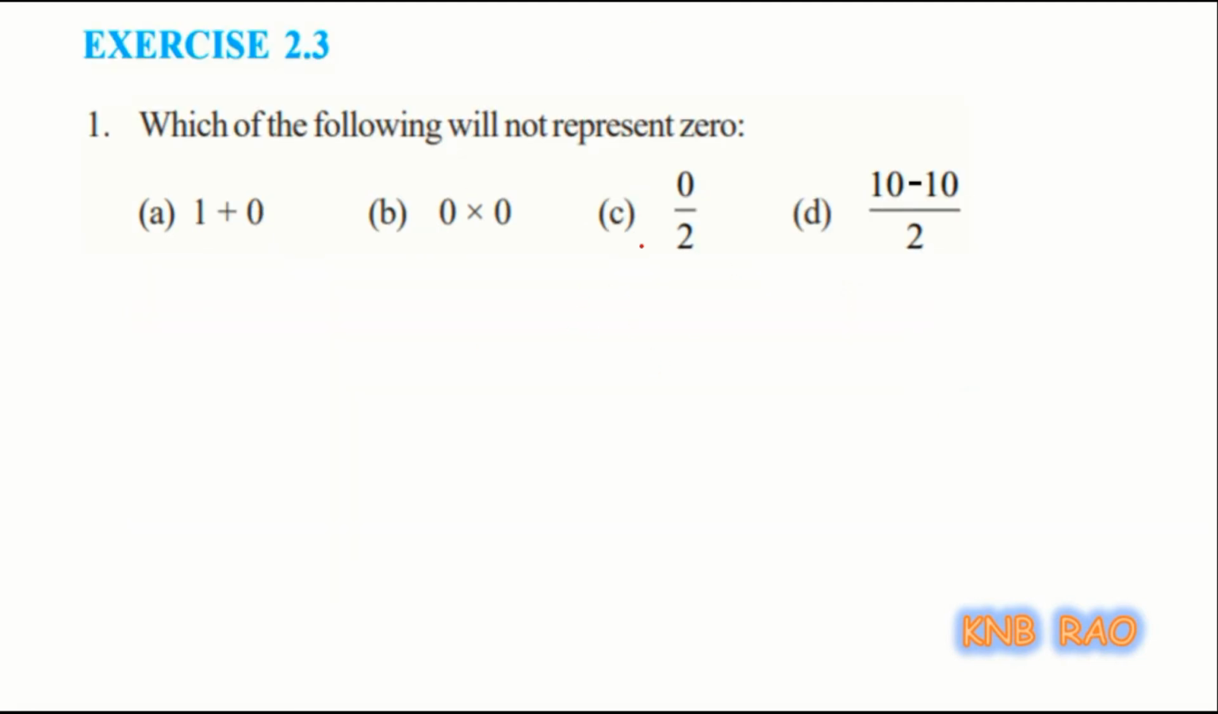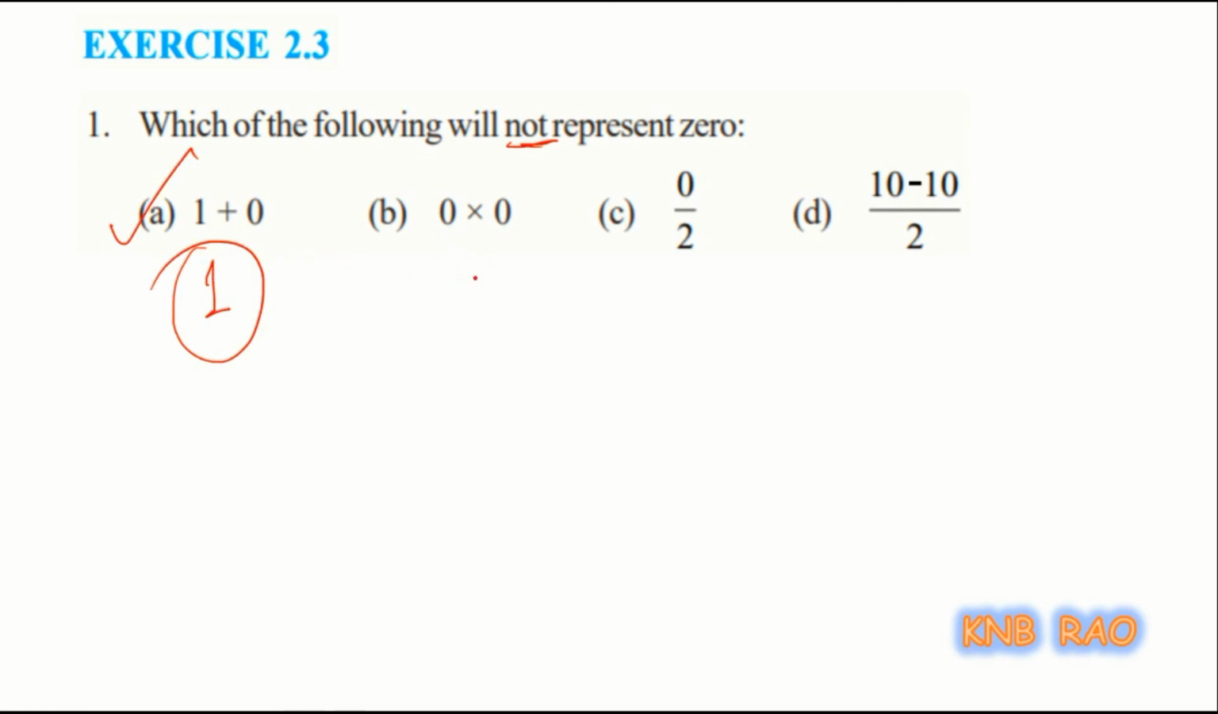Here, which of the following will not represent 0? Here you are given options A, B, C, D. You have to observe which of the following will not represent 0. That means when I do simplification, it will not give us 0. Here in the case of 1 plus 0, it gives the sum as 1. So it's obviously not giving 0. So the option is A only. But let us see the other options also.